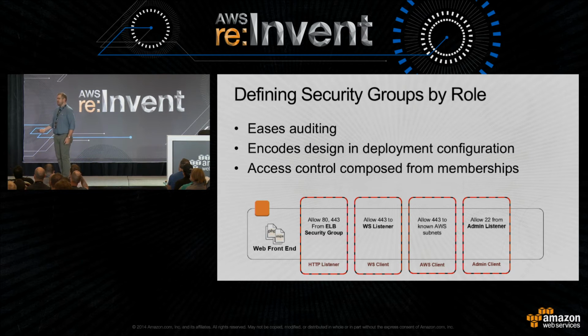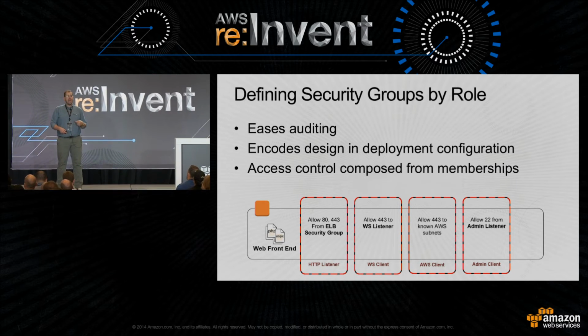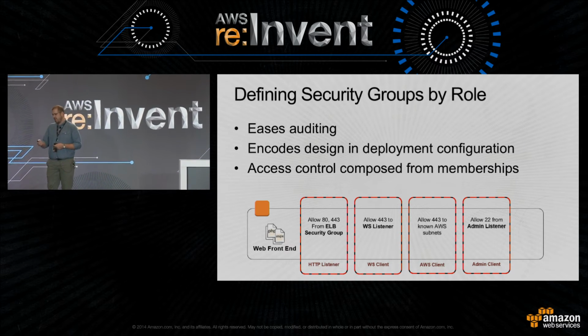So by doing this, you're encoding the design of your access control model in the security groups that you've created. And those are hopefully appropriately named. So you can go through and understand what it is that a web front-end role is supposed to be doing and why that access is assigned to it.